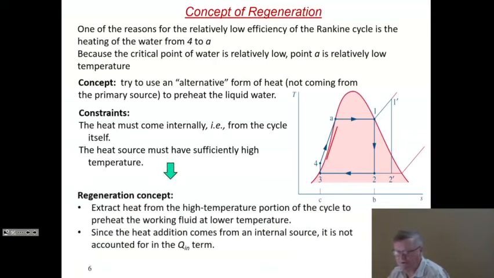Okay, so that is how the concept works of regeneration. Extract heat from this portion of the cycle to increase the heat at this portion of the cycle. And since this heat comes entirely from internal sources, from the cycle itself, that heat doesn't count toward your Q-in term, which is the heat that solely comes from your steam generator. So that should, in principle, improve the efficiency by having the cycle spend more time at the high temperature end.